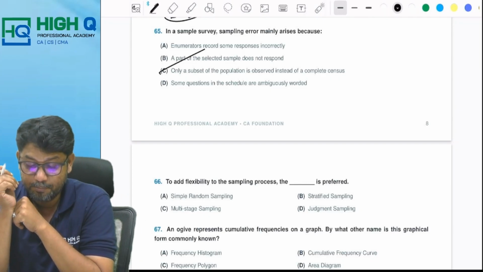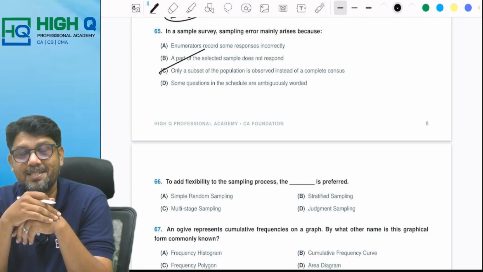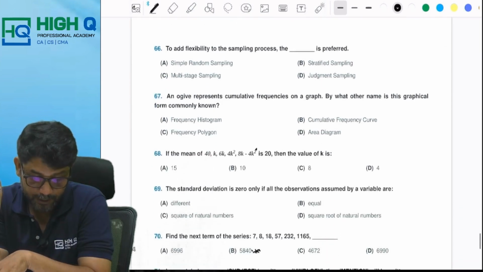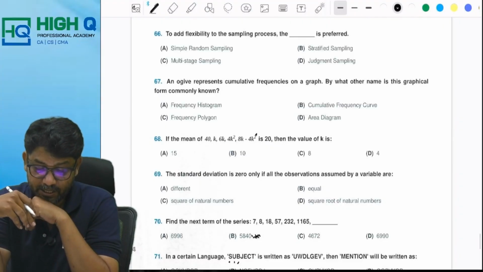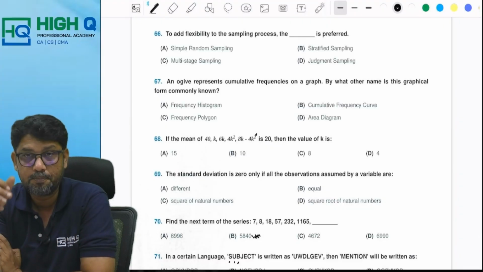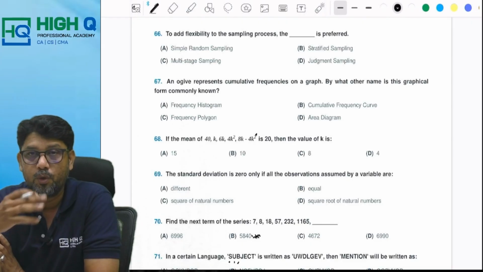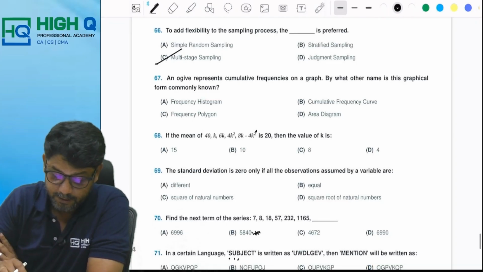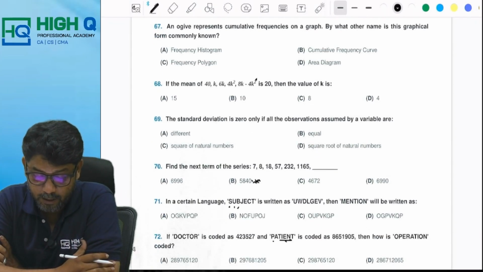So here, only a subset of the population is observed instead of the complete population. We are not taking the complete census. We are taking a subset of the population. Therefore, the sampling error comes. Next step. To add flexibility to the sampling process, dash is preferred. In sampling types, if you want to add flexibility, we use multi-stage sampling. Next step.